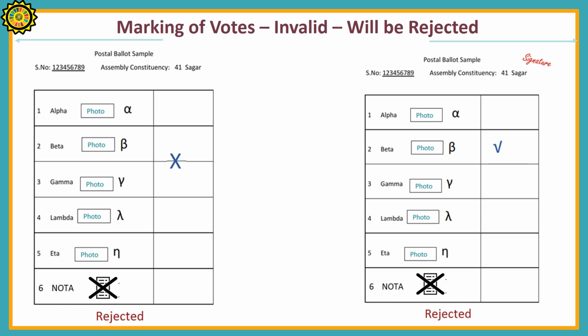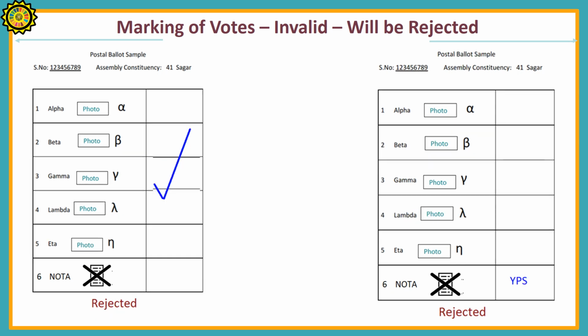On the fifth ballot paper, the elector has put the cross mark in such a way that we cannot decide whether the vote has been given to Beta or Gamma, so it shall be rejected. In the sixth ballot paper, the elector has put the tick mark in the right way, but at the same time, he or she has also put his signature, so it shall again be rejected. In the seventh ballot paper, the tick mark is so long that it cannot be decided to whom the elector has given the vote, so it will be rejected.